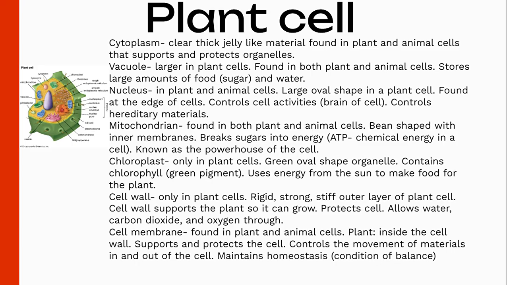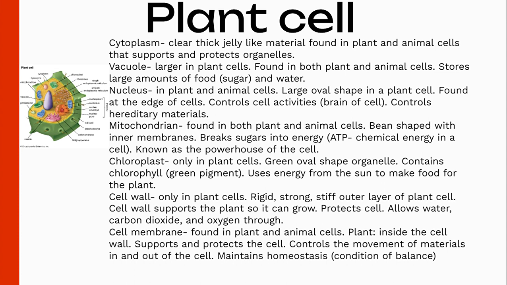We have chloroplast, which is only in plant cells. It's a green oval-shaped organelle. It contains chlorophyll, which is a green pigment. So that's why a lot of plants appear green. It uses energy from the sun to make food for the plant.